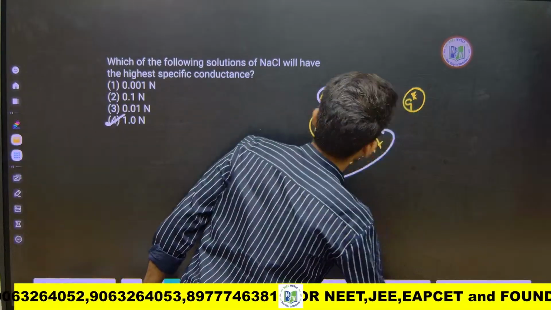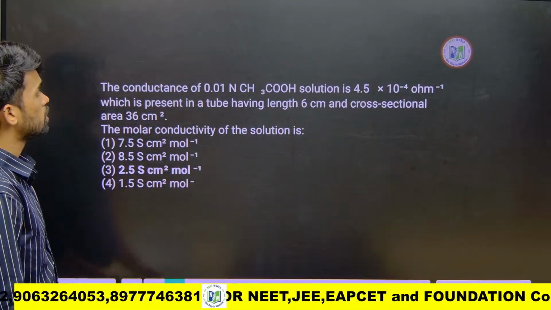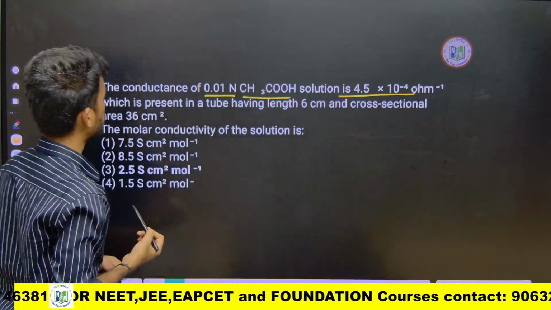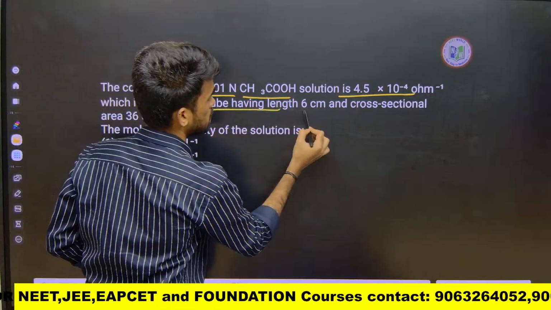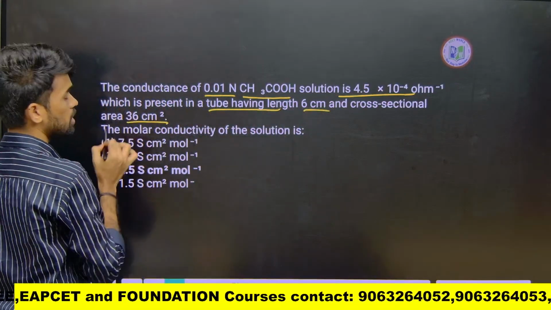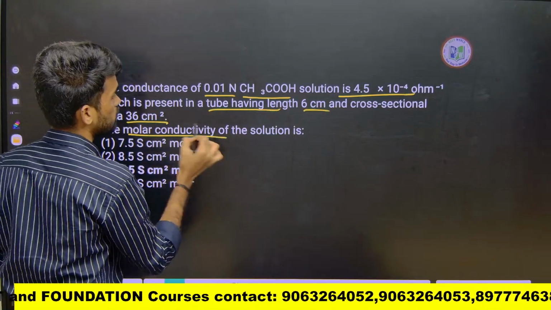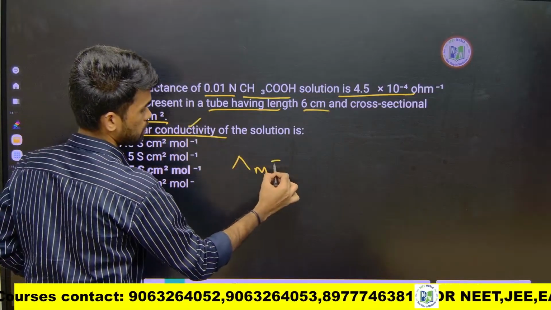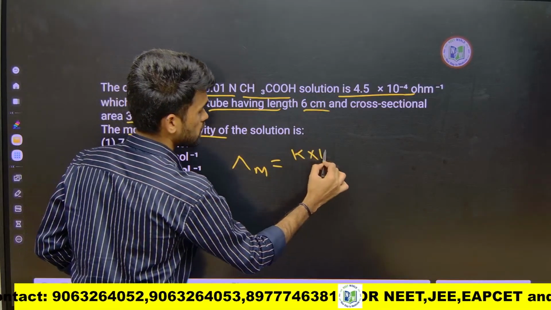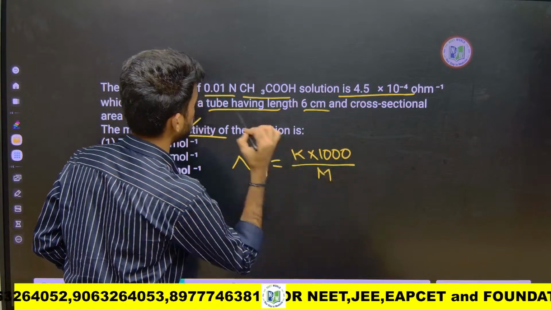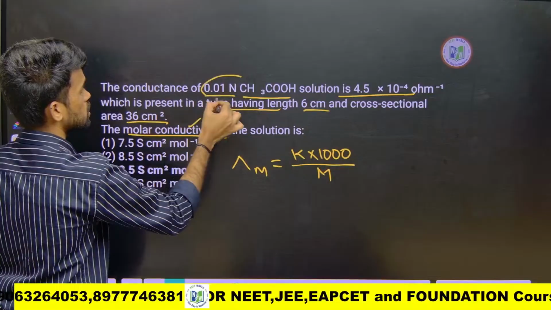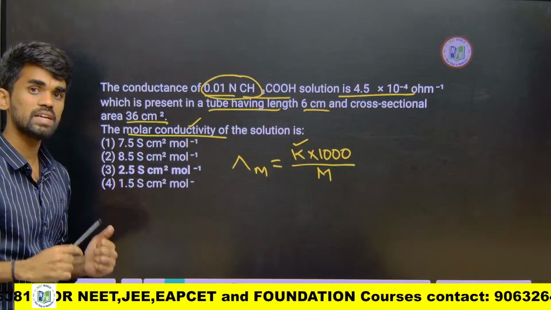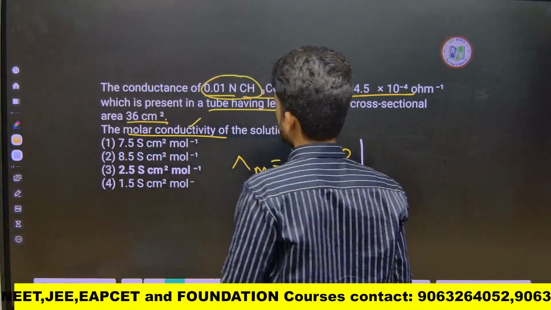Next, the conductance of 0.01 normal acetic acid solution is given this much, which is present in a tube of length 6 centimeter and cross sectional area this much. Okay, the molar conductivity we need to find. So del m equals to K into 1000 by m we have to use. Now they have given its concentration, that is 10 power minus 2, but they haven't given this K value. So how can we get this K value? Yes, see the other data also they have given.